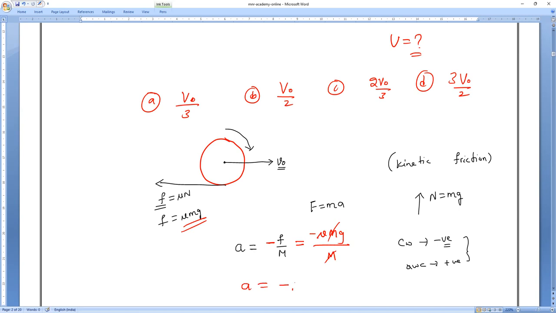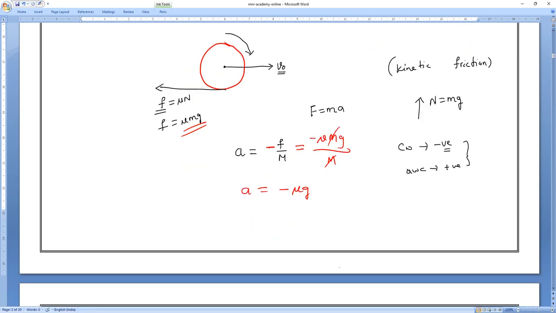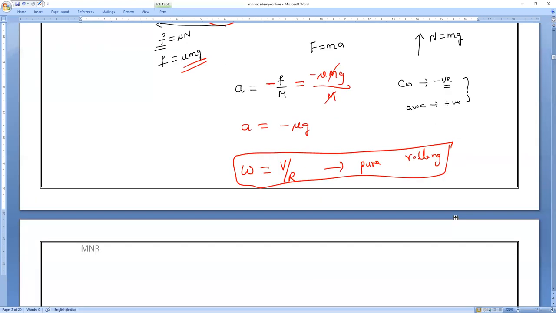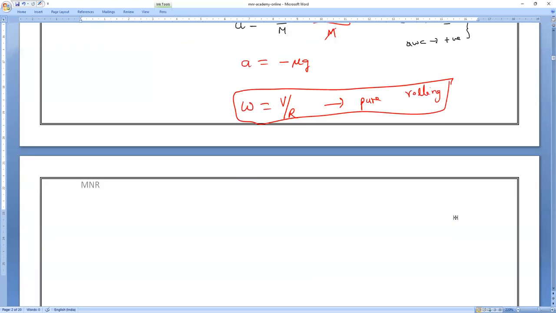So what is the acceleration of the body initially? Minus mu g. Understand? Now, when the body attains omega equal to V by R, what is the condition? We all know that it is pure rolling. They are asking us to calculate the final velocity, so that is our target. That's why we are doing this.